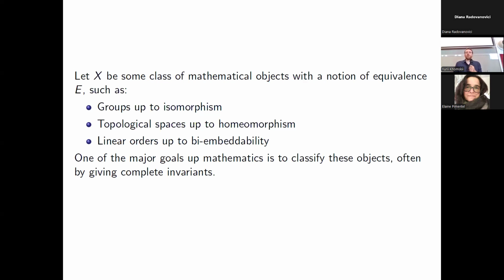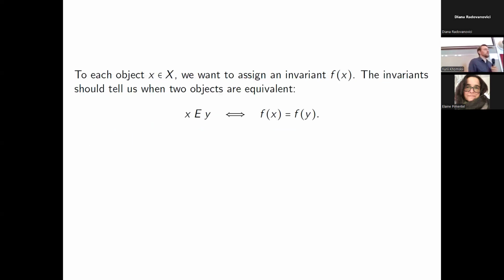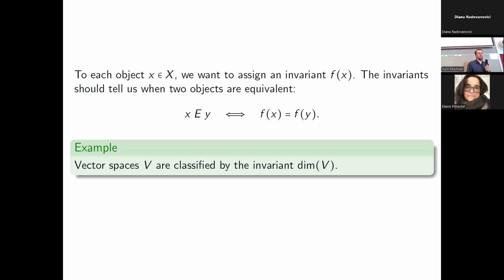And a very good way to do this is to give a complete invariant. So what's a complete invariant? Well, to each object in the class, so each little x, you're going to assign some invariant f of x. And the idea is that the invariant should tell you when two objects are equivalent. So the most basic form of this is that x and y are equivalent if and only if they are given the same invariant.